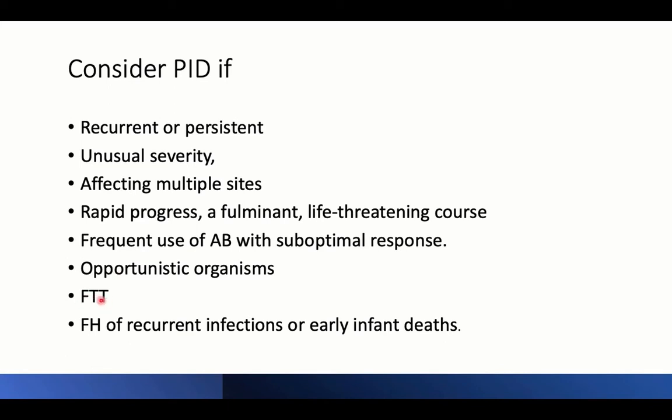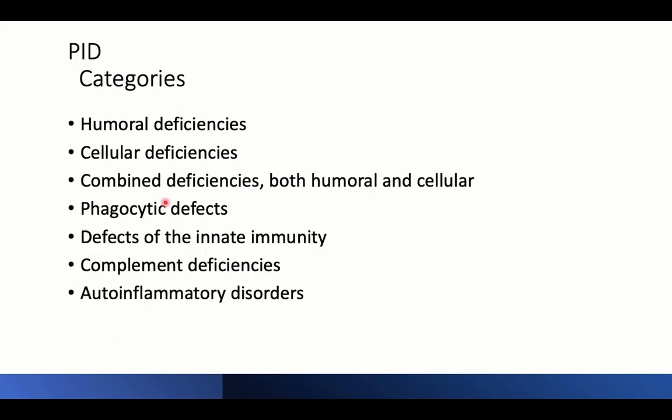Presence of failure to thrive, no normal development and growth, and so on. Family history of recurrent infection or early infant death. Presence of these criteria should raise a suspicion that the child has a primary immune deficiency disorder.